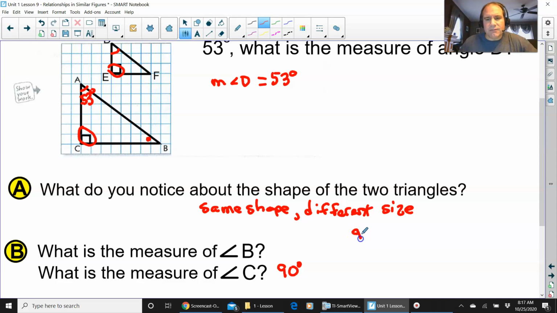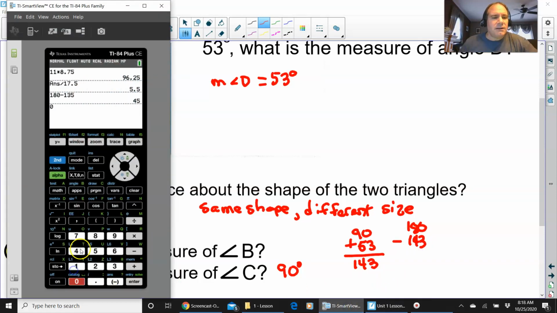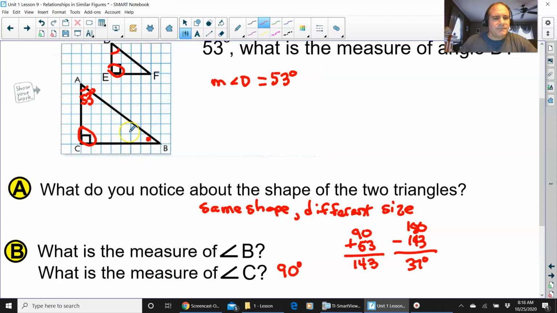So we're just going to put that over here, 90 plus 53. 90 plus 53 is 143. Then you take 180, because we're talking about interior angles of a triangle. Again, always take that calculator and just be sure. Even if you think you know the answer, don't do it in your head. 180 minus 143, you're subtracting them. This equals 37 degrees. Measure of angle B is 37. I'm going to put that there.